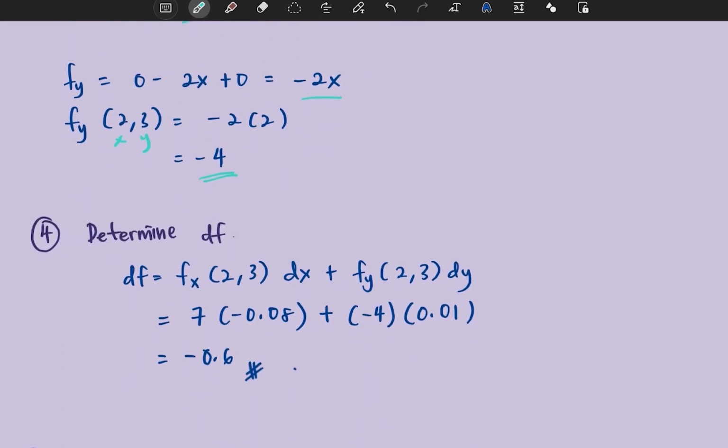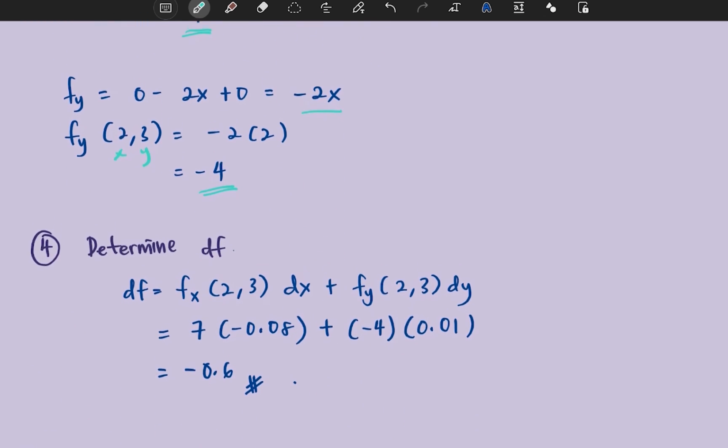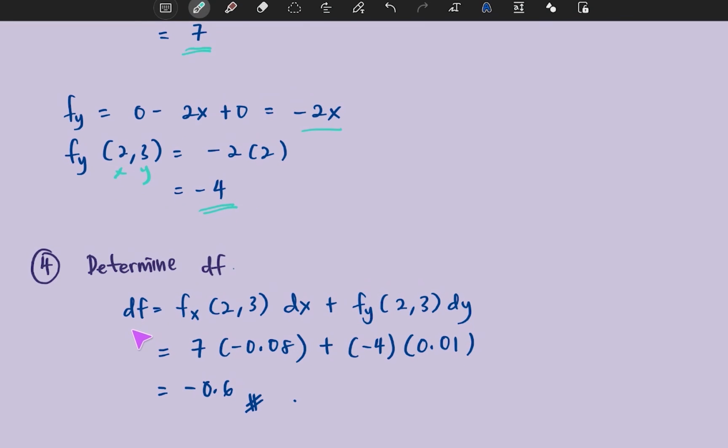And last, determine df using the formula from earlier, which is df equal to fx(2,3) dx plus fy(2,3) dy, because x naught is equal to 2 and y naught is equal to 3. So fx(2,3) is equal to 7 times dx, which is negative 0.08, plus fy, which is negative 4, times dy, which is 0.01. After calculating, we have the change in f, which is df equal to negative 0.6.